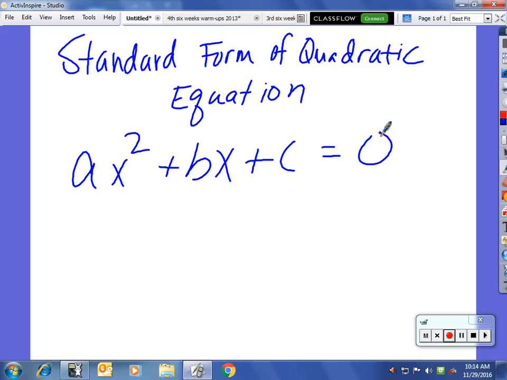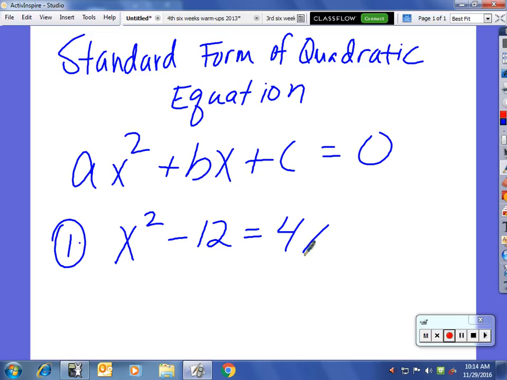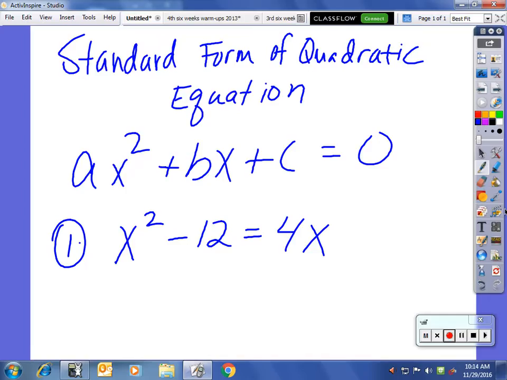So look at this problem. X squared minus 12 equals 4x. That is not in standard form. Why not? Yeah, what's normally the b is on the other side of the equal sign. We need it to join with the x squared and the negative 12.